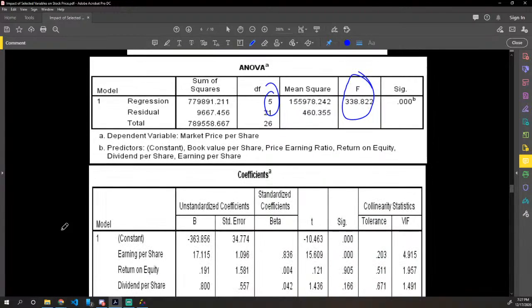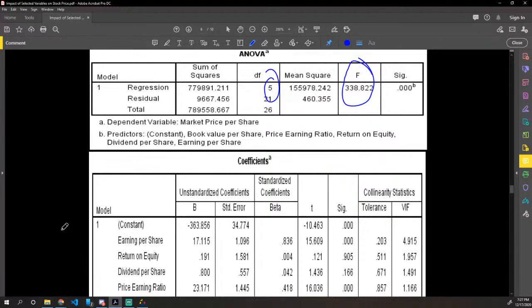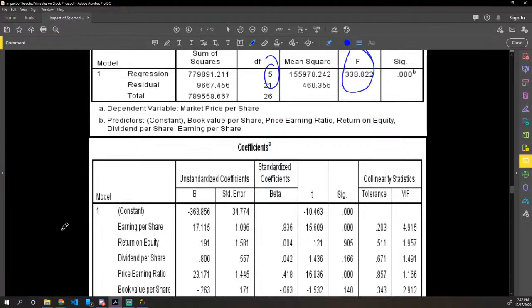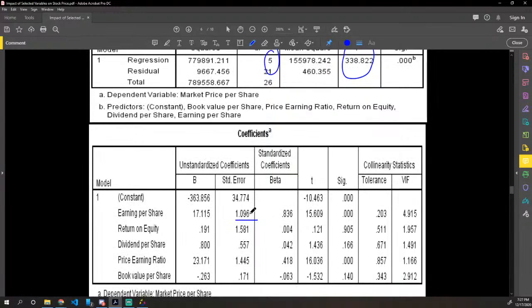What's the coefficients? Okay, minus 363.8 and so on, and then 17 point something. Standard error is also there. Beta is also there. T-test.